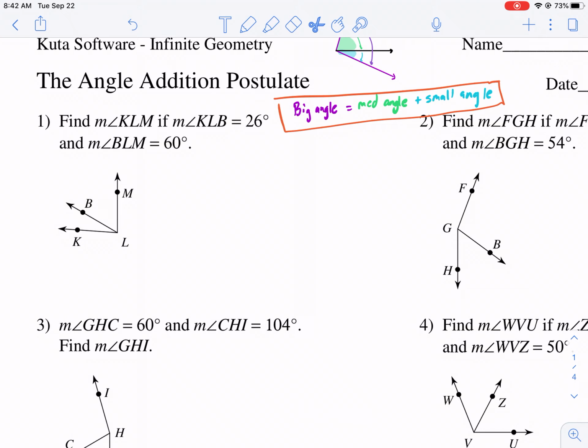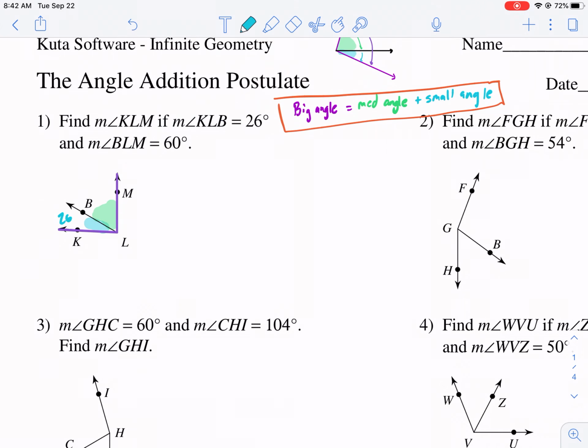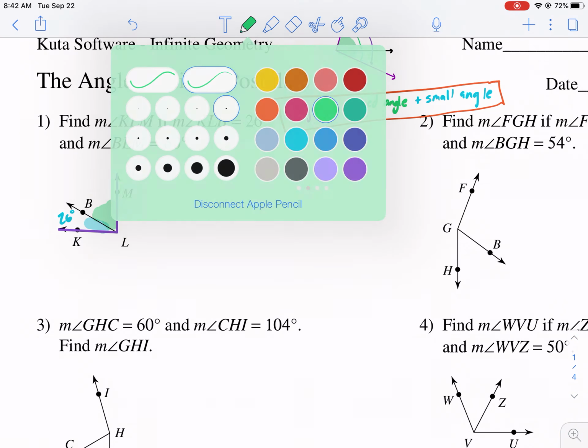So we have KLM. Notice how this is the big angle, so let's make it purple. KLM is the big angle. We want to find the big angle if we know KLB, this smaller angle, and this medium angle, and we have values for these. This is how it's going to be most of the time: you're going to have values. So this is 26 degrees. Sorry, let me put degrees, to be consistent. Then we have this one.